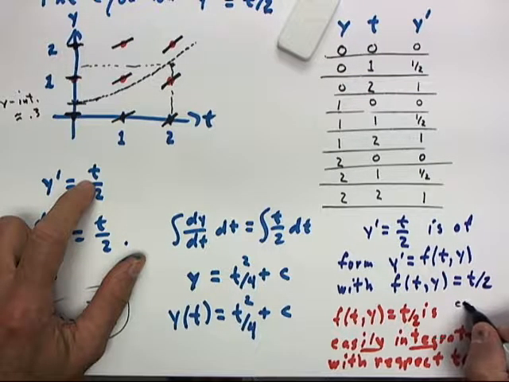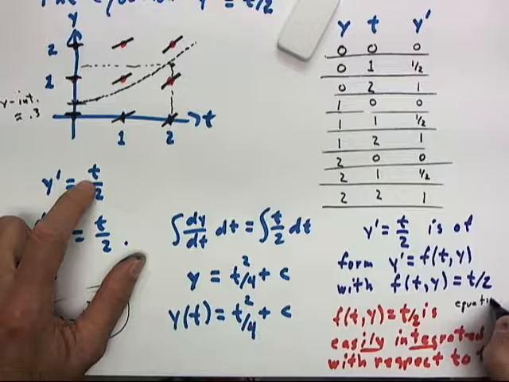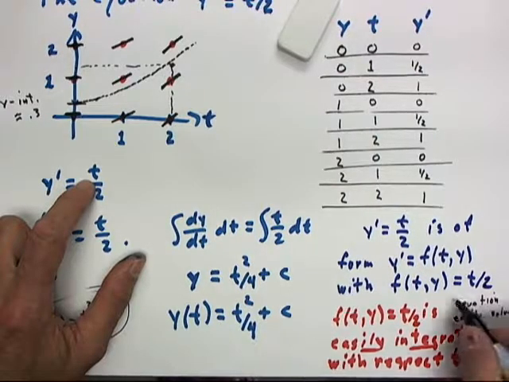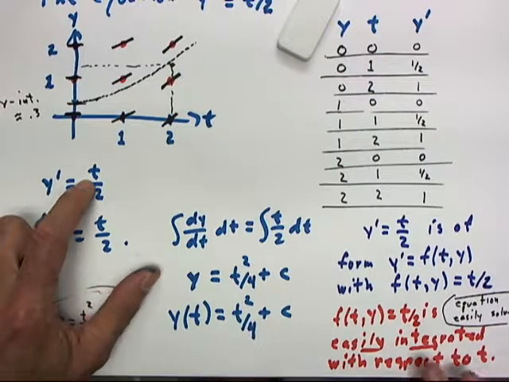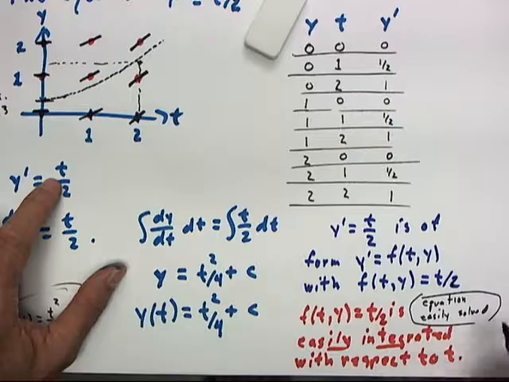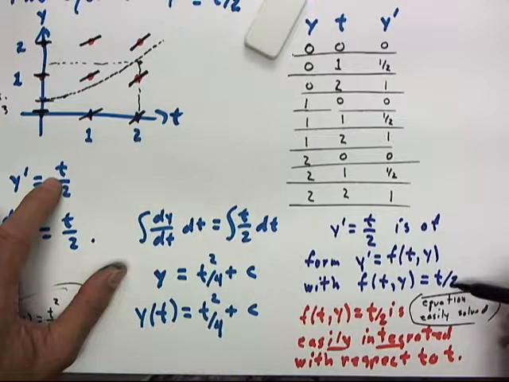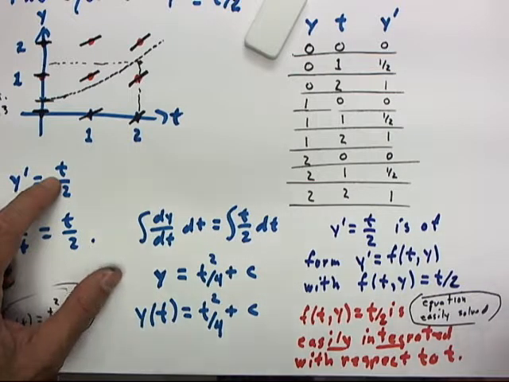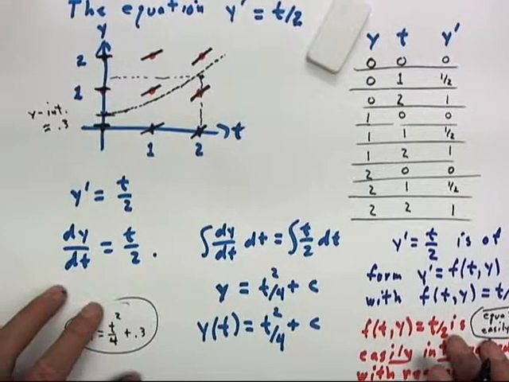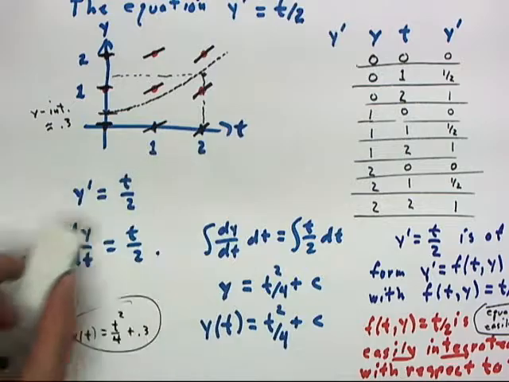So the equation is easily solved in a case like this, when our f of t, y function is a simple function of t, something we can integrate, we easily get a solution. Now that's not always the case.